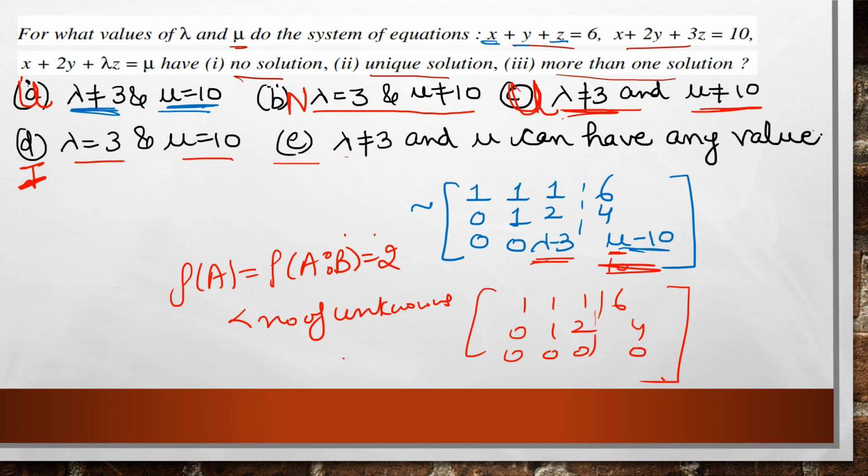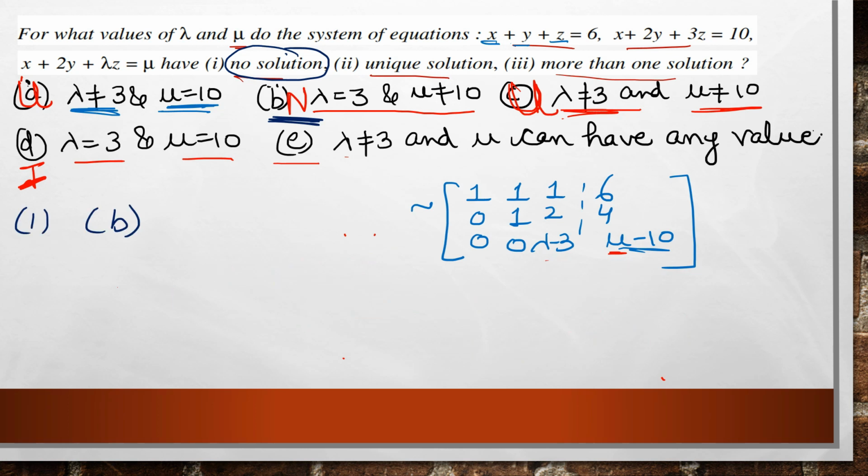Now see what they are asking. What is the first part? Come to the question now. First part is when you will have no solution. So obviously we are already done with this. So from B option we are getting no solution. So for first part B option is correct. Okay, so for first part B option is correct.